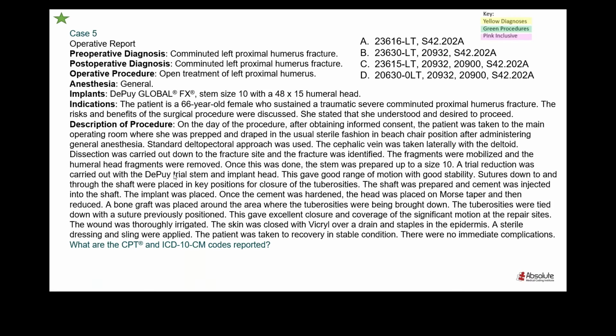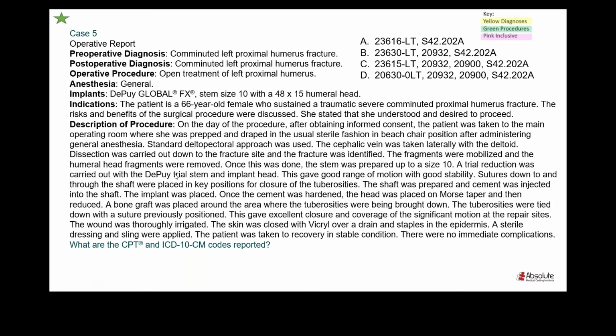The shaft was prepared and cement was injected into the shaft. The implant was placed. Once the cement was hardened, the head was placed on the Morse taper and then reduced. A bone graft was placed around the area where the tuberosities were being brought down. The tuberosities were tied down with a suture previously positioned. This gave excellent closure and coverage of the significant motion at the repair site.